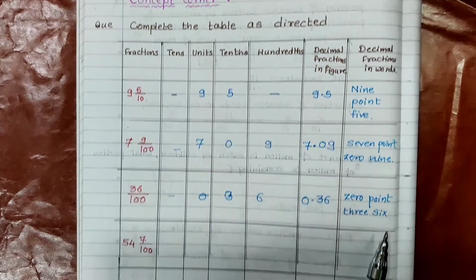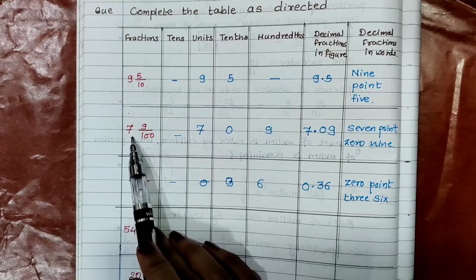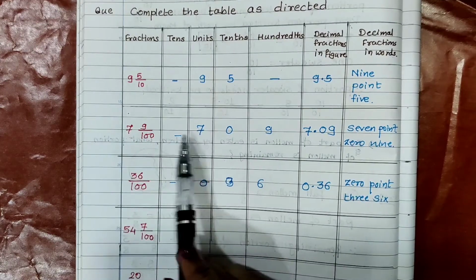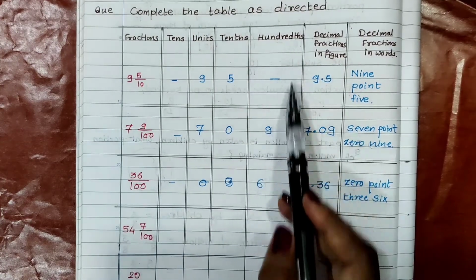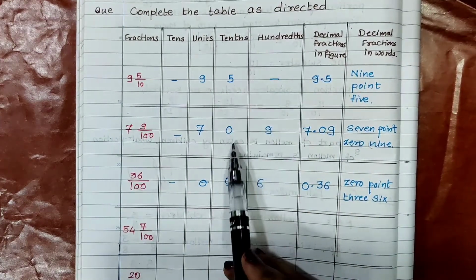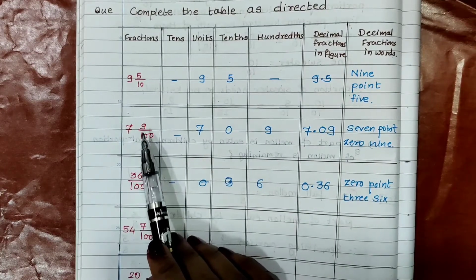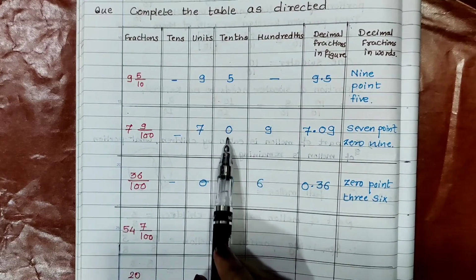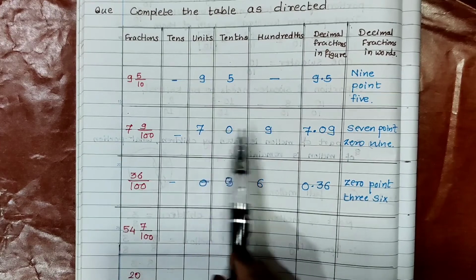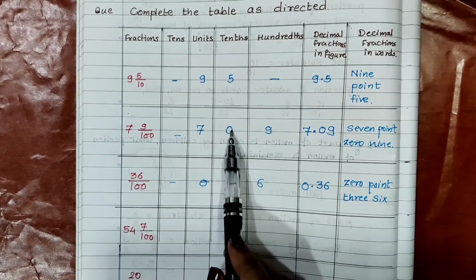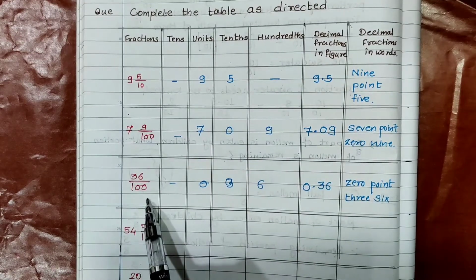Now second number is 7 integer 9 upon 100. So 7, simple, one integer is there, so it will be in the units place. 9 upon 100, that means 9 is at hundreds place. So at tens place 0 will be there, because directly we are having the digits at hundreds place. And how to write this in the decimal form? 7.09. Okay.